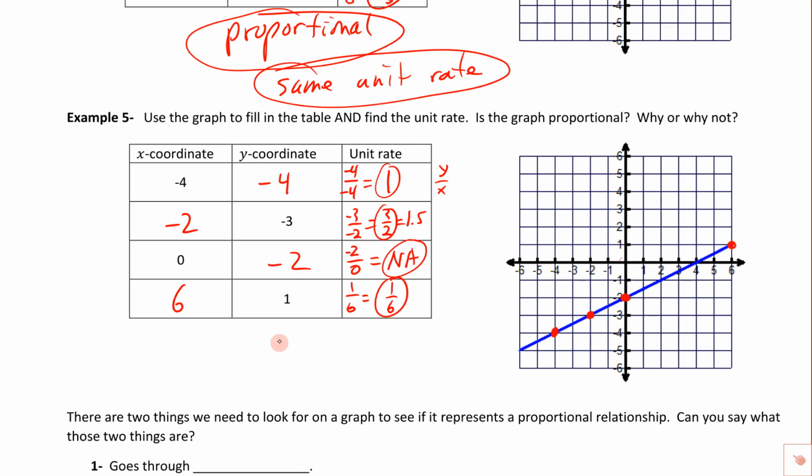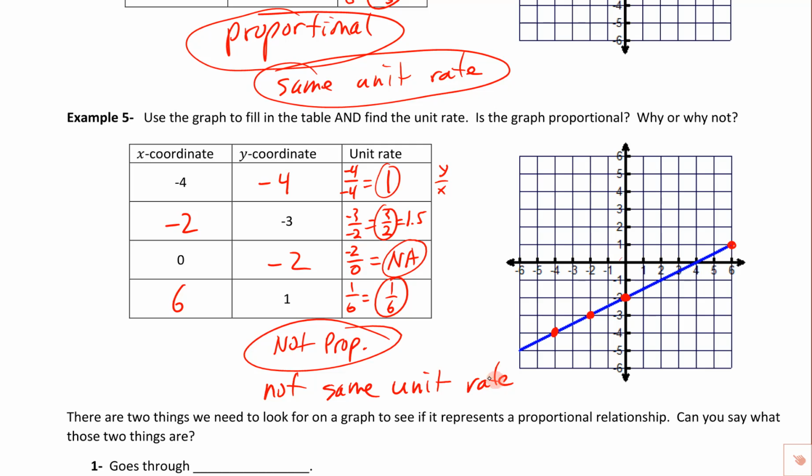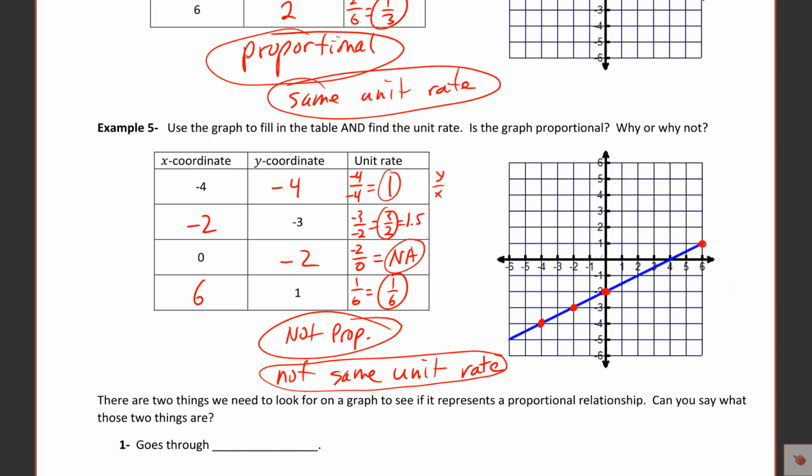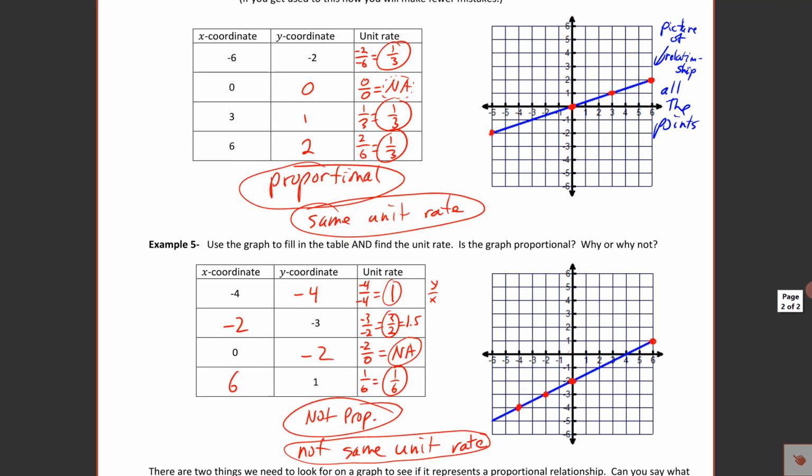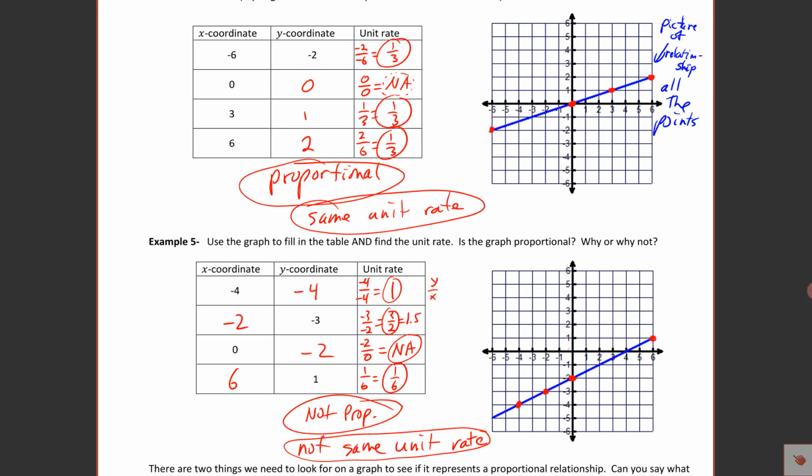Is the graph proportional? And we're going to say not proportional. Not prop is what I'll say right there. And we're going to say not same unit rate. Now, I'm hoping from these two examples you can remember that in 7th grade you talked about this idea and you found a quick way to look at a graph and tell whether or not it's proportional. So I'm going to slide this down here and I want you to take a look at these.